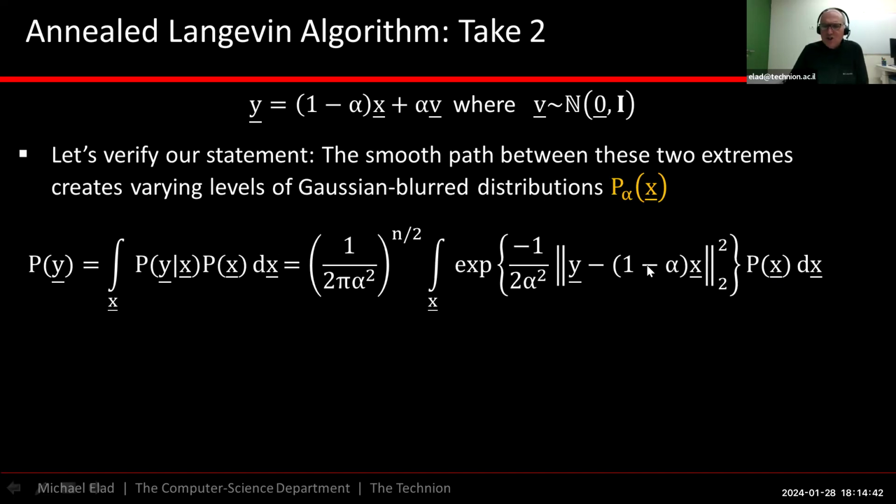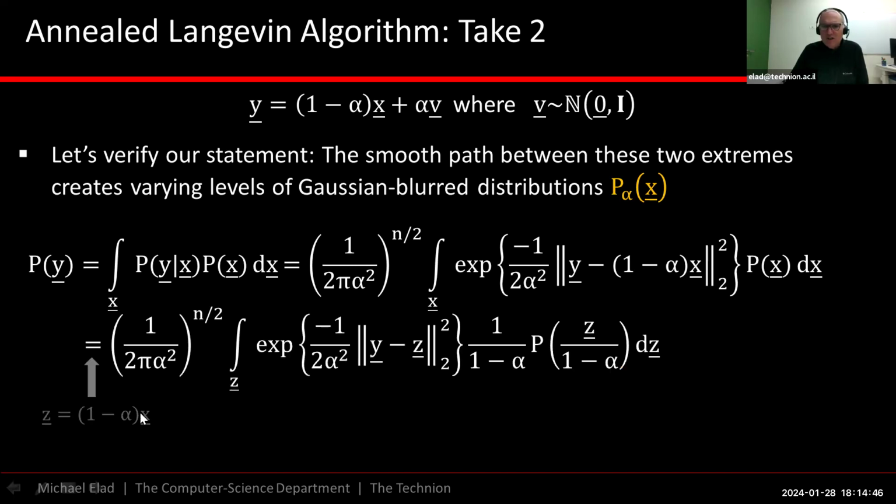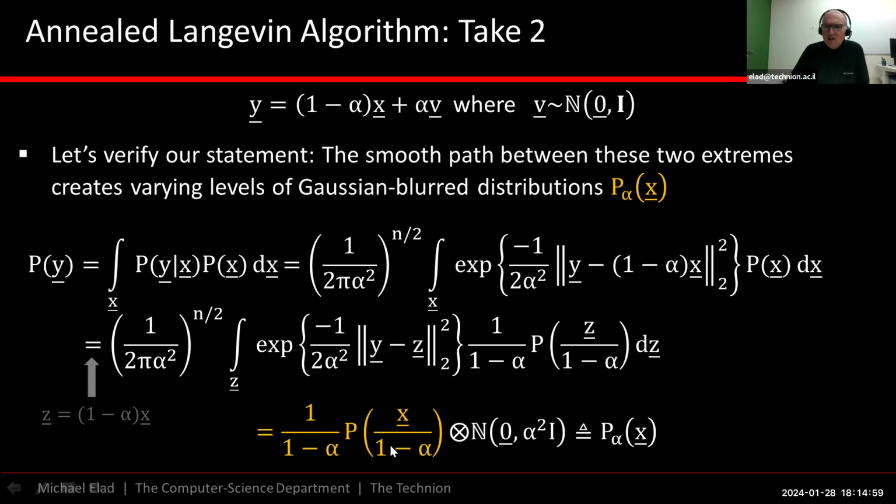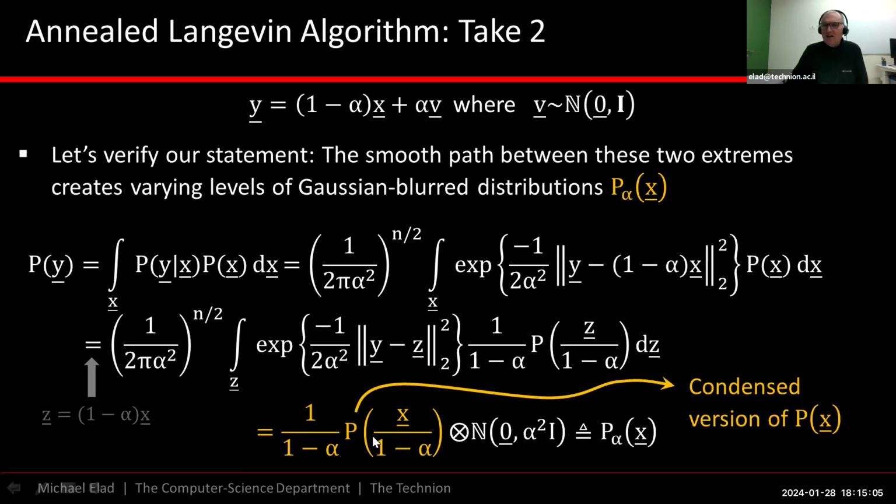So let's change things a little bit. Let's write 1 minus alpha x as z. Okay, let's call it z. And I'm changing elements here, nothing to it, honestly. And here's the expression. Now it's y minus alpha, y minus z, and here we get p of z divided by 1 minus alpha, which basically says there is a convolution here between a Gaussian of width alpha and a scaled, or let's say condensed, I'm squeezing the function p.